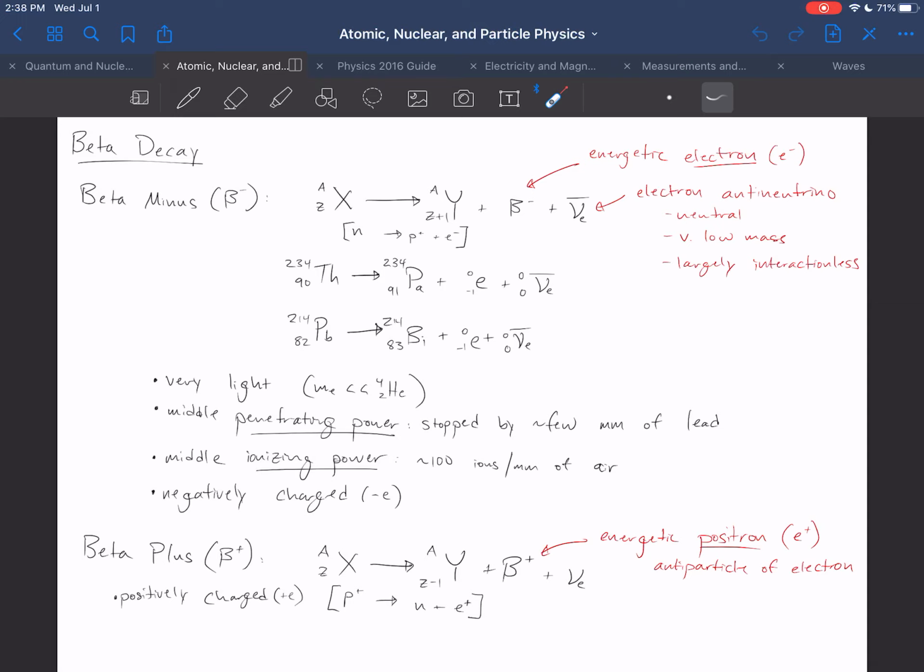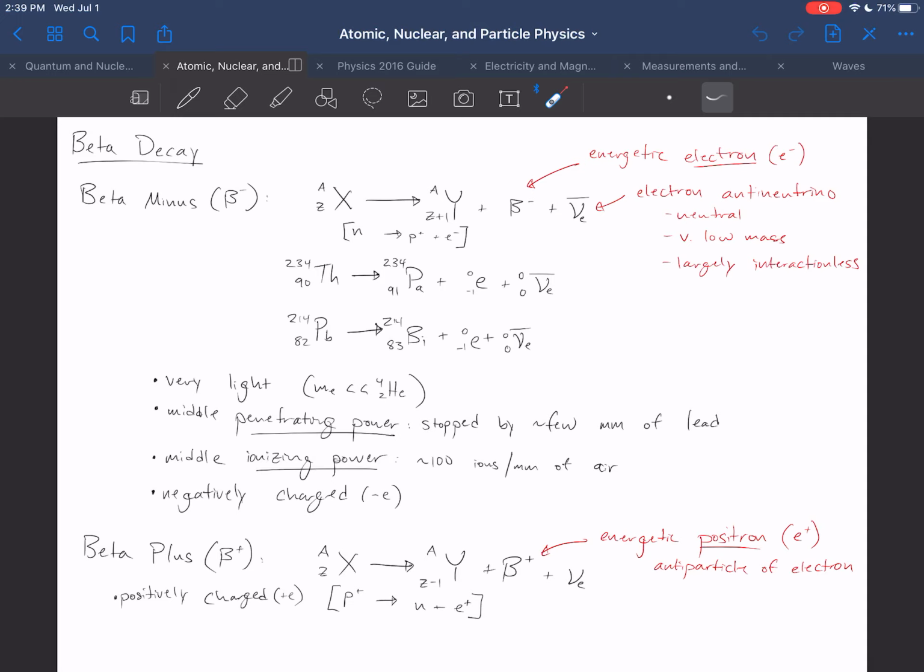Just like in alpha decay, you can predict questions that ask you to identify the missing particle. So if you're given this, and you're given this, and this is a blank, you should be able to identify that as a beta particle or as an electron. In almost every case, both are acceptable, or they should be anyway.